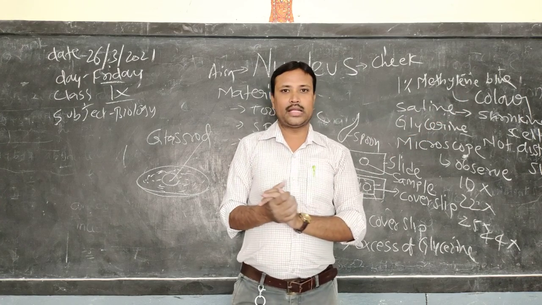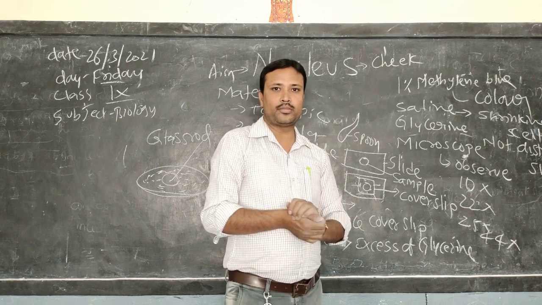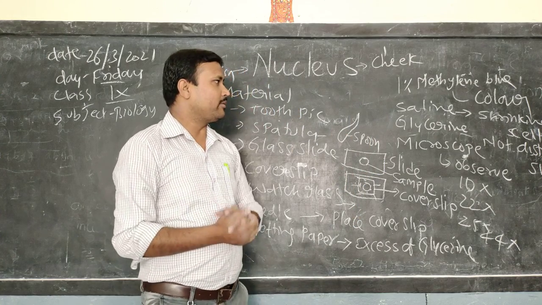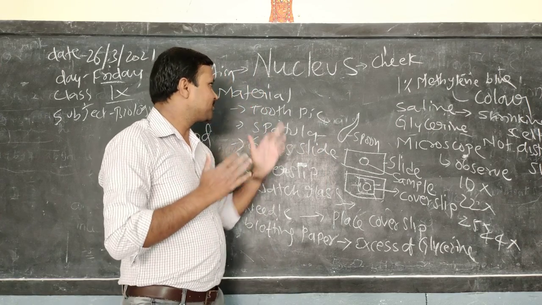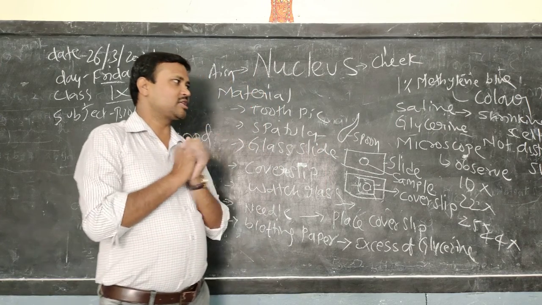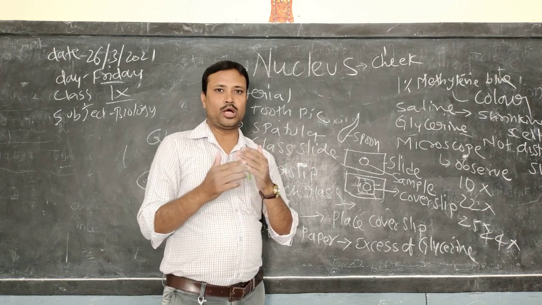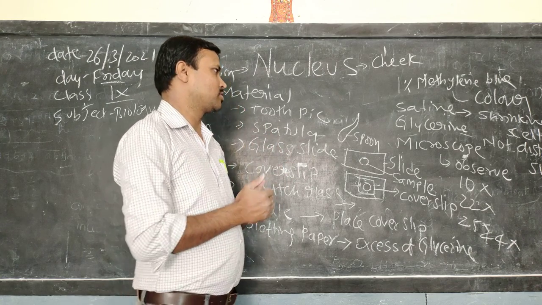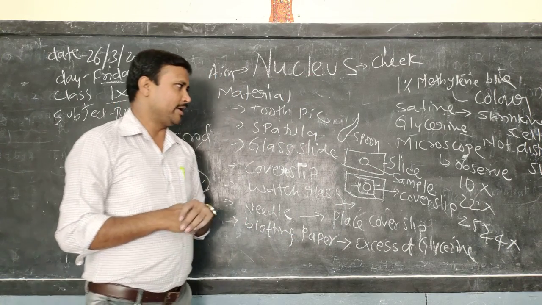After that, we have to add the saline. Why are we adding saline? Saline contains sodium chloride solution. Once we add a drop of saline, the cells will shrink. Once they shrink, the water present in the cell comes outside. Thereby we can easily identify the nucleus.